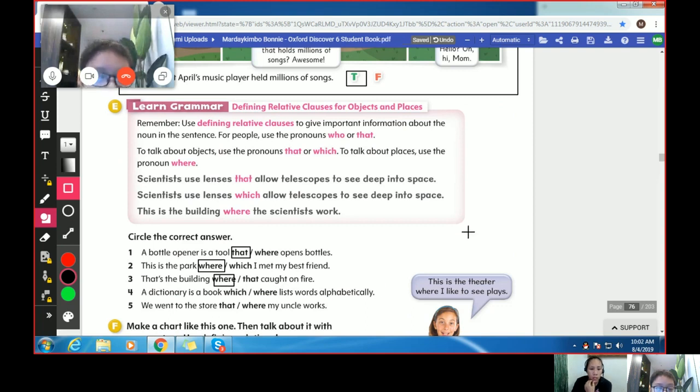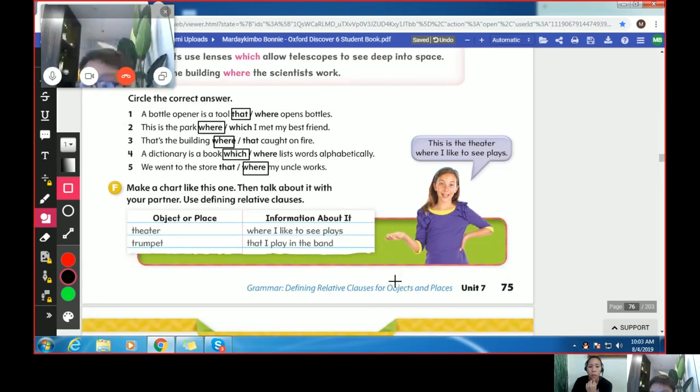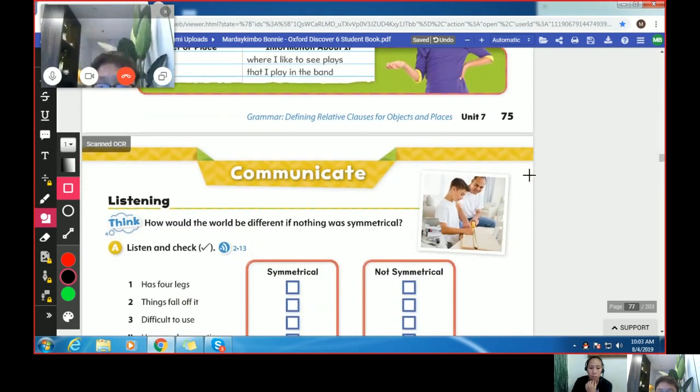Next, a dictionary is a book which lists words alphabetically. Again, what's your answer? Number four. Which. Number five. We went to the store where my uncle works. Very good. Where my uncle works. Good job. Okay, so make a chart like this one. I would like you to just read this. This is the theater where I like to see plays. Where, I like to see plays.